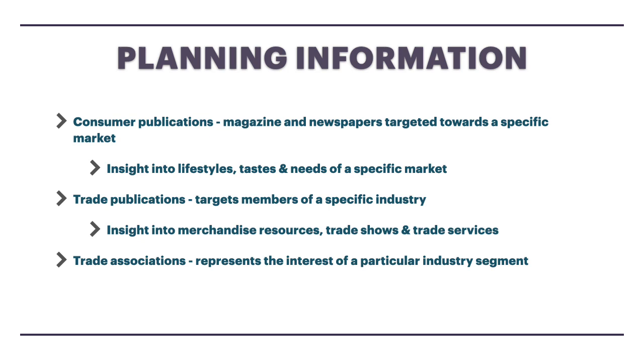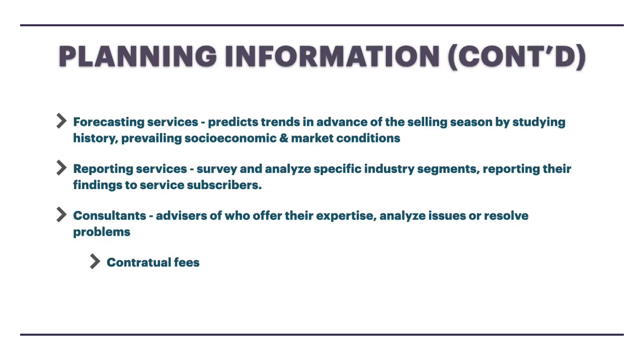Consumer publications are magazines and newspapers that are targeted towards a specific market. Insight is given into lifestyles, tastes, and needs of a specific market. Trade publications target members of a specific industry. Insight is given into merchandise resources, trade shows, and trade services. Trade associations represent the interests of a particular industry segment. Forecasting services predict trends in advance of the selling season by studying history, prevailing socioeconomic, and market conditions.